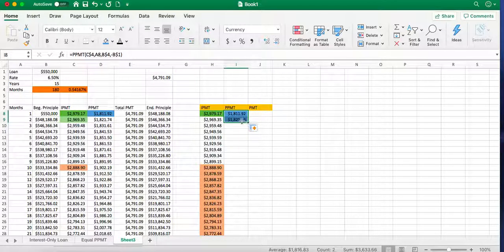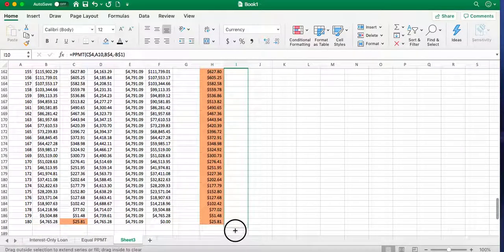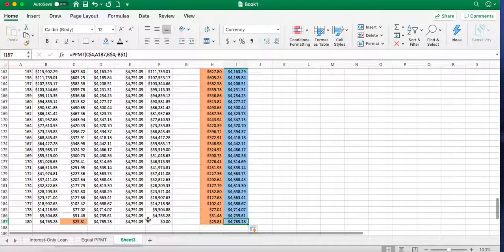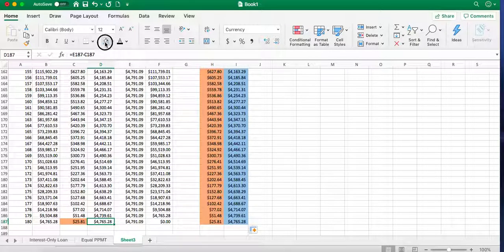Let's try it again. Yep. Looks like we got the same throughout. I'll put a lighter color. One more time. Yep. Looks like we're good, so we're going to drag it down all the way again. Let's check the last one. Yes, it's correct. Great. Good.